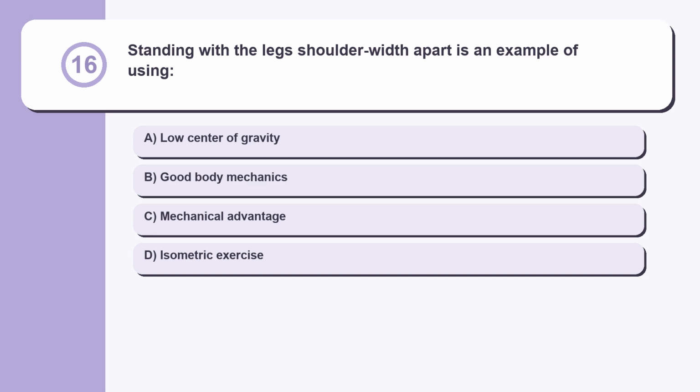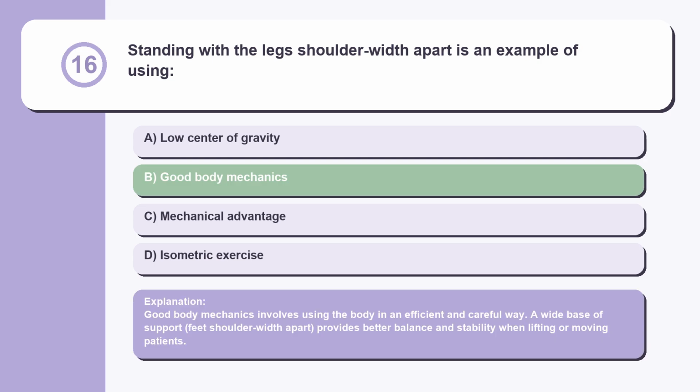Question 16. Standing with the legs shoulder-width apart is an example of using low center of gravity, good body mechanics, mechanical advantage, isometric exercise. Good body mechanics involves using the body in an efficient and careful way. A wide base of support, feet shoulder-width apart, provides better balance and stability when lifting or moving patients.